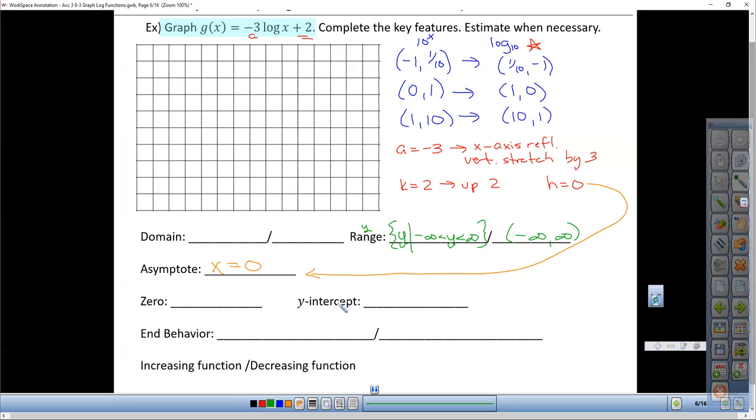Y-intercept is something that we're going to wait and probably have to estimate. We could actually do the y-intercept, mathematically speaking, because our x would be 0, but what we would get, without a calculator, is a little harder to do, and we're not going to bother with that right now. And then end behavior, we'll wait until the end of the graph, and whether we have an increasing or decreasing function, we'll circle which one we have there after we've done the graph.